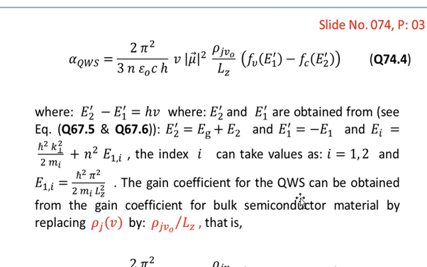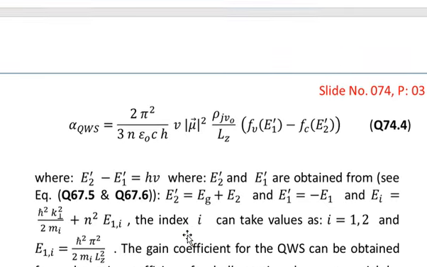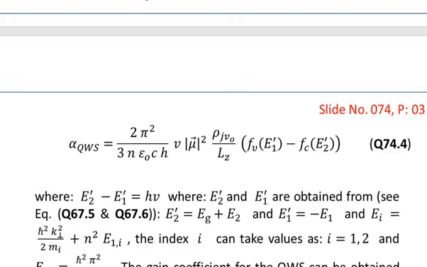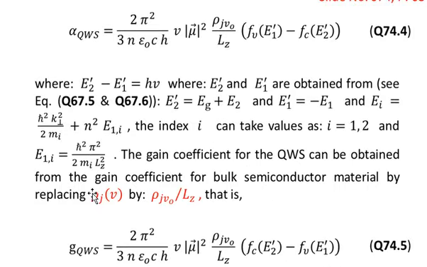The gain coefficient for the quantum well semiconductor can be obtained from the gain coefficient for the bulk semiconductor material by replacing rho j of nu by rho j of nu naught divided by Lz, as we did for the previous case, that is for the case of absorption coefficient. Similarly, for the case of gain coefficient, we can use an expression for the bulk semiconductor, and in that expression we can replace rho j of nu by rho j of nu naught divided by Lz.